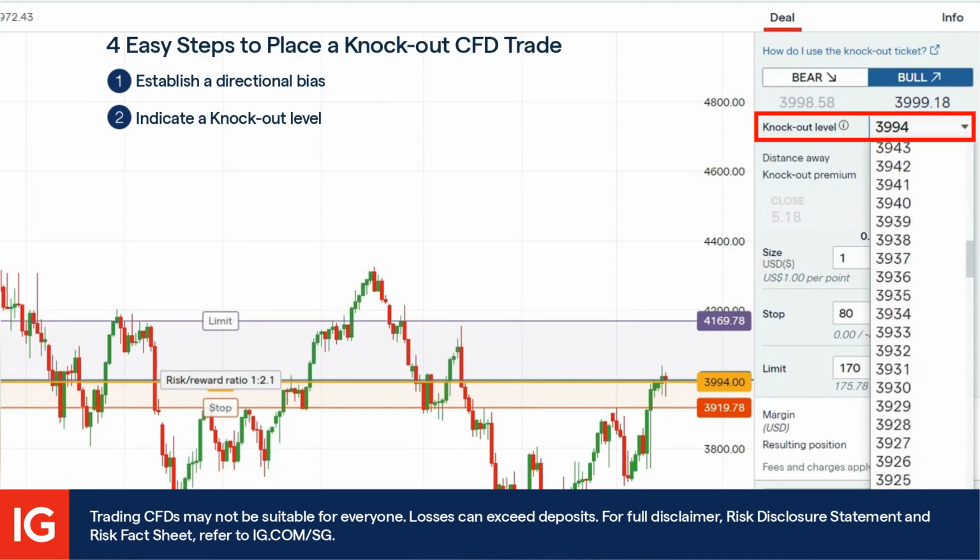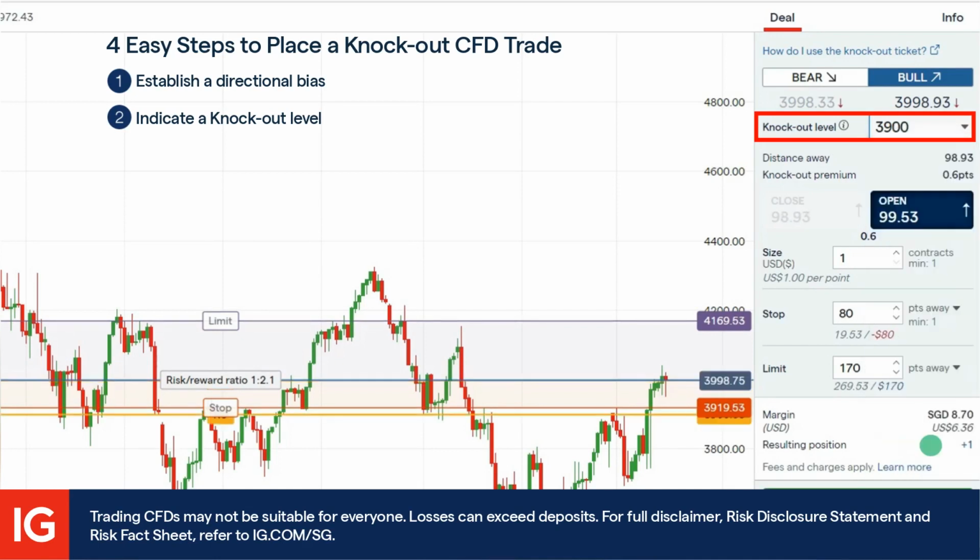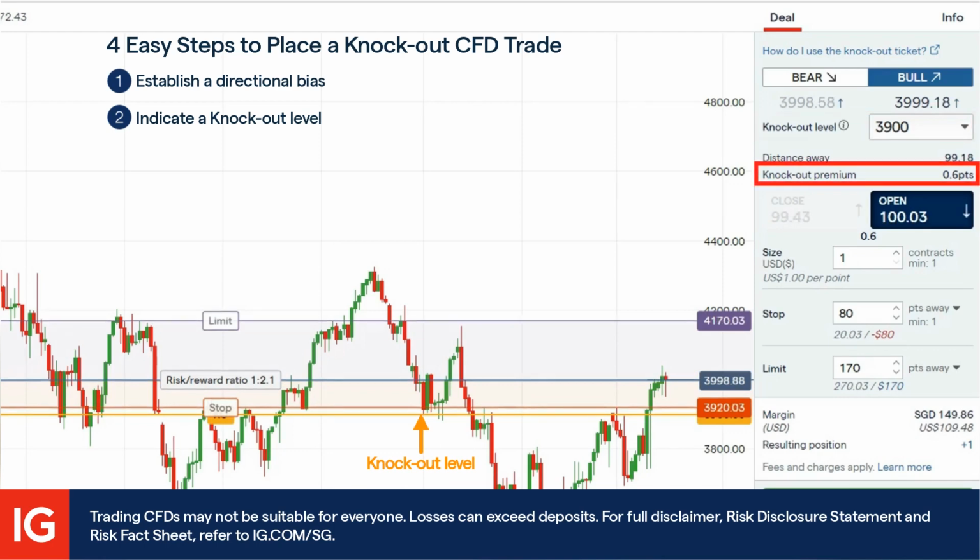This level works the same way as guaranteed stops. Your position will be closed once the market touches the knockout level, even if gapping or slippage occurs. Do note that there is a knockout premium included upfront in the open price as a fee to protect your trade from slippage. If your trade is not closed by the preset knockout level, this premium will be refunded to you.